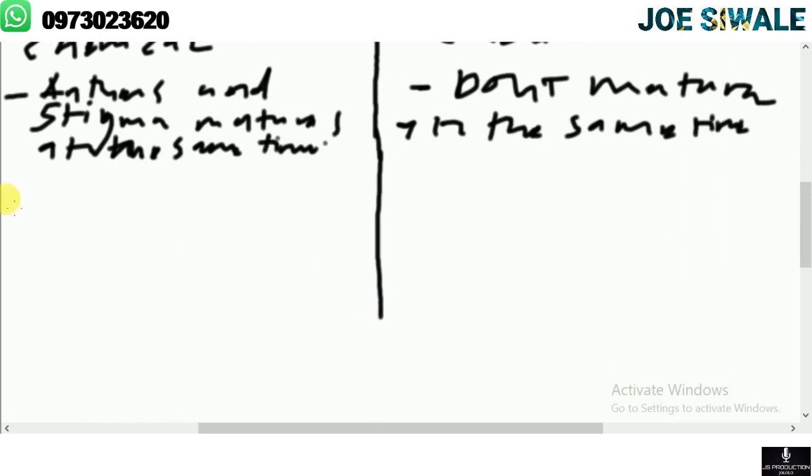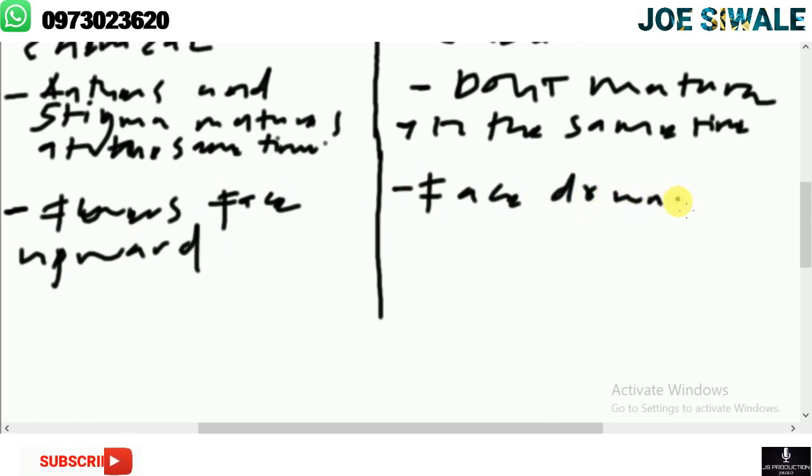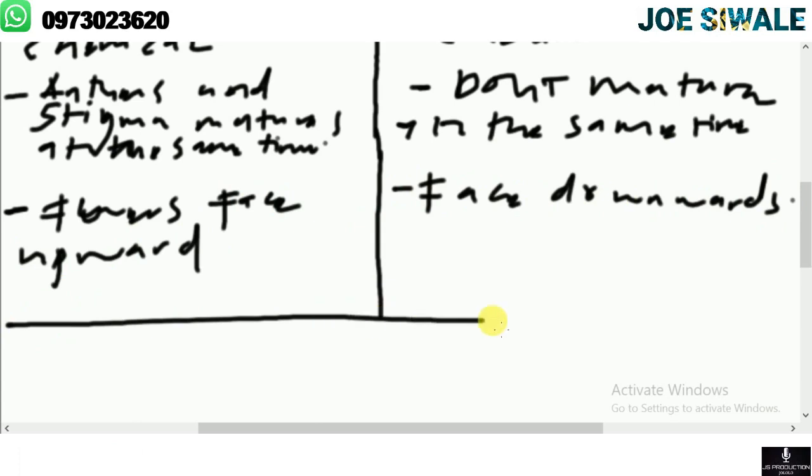So the other difference is that for the self-pollinated flowers, most of the flowers face upwards, while for the cross-pollinated flowers, they face downwards. So these are some of the differences between self-pollinated flowers and cross-pollinated flowers.